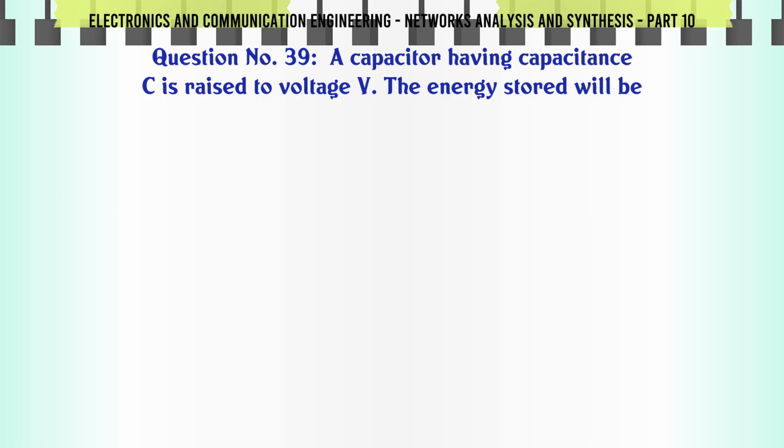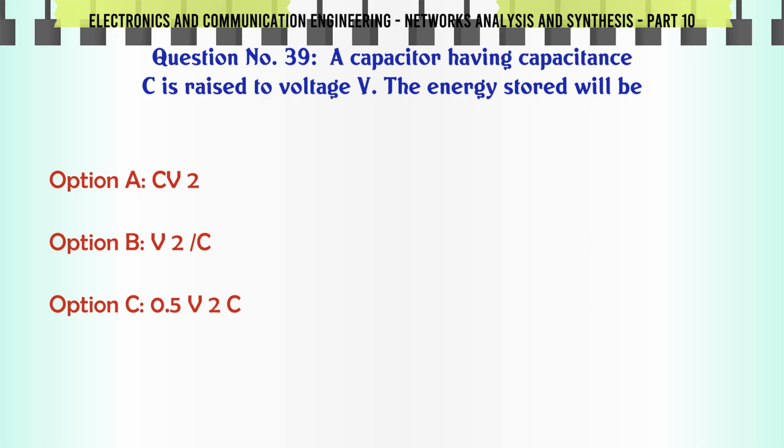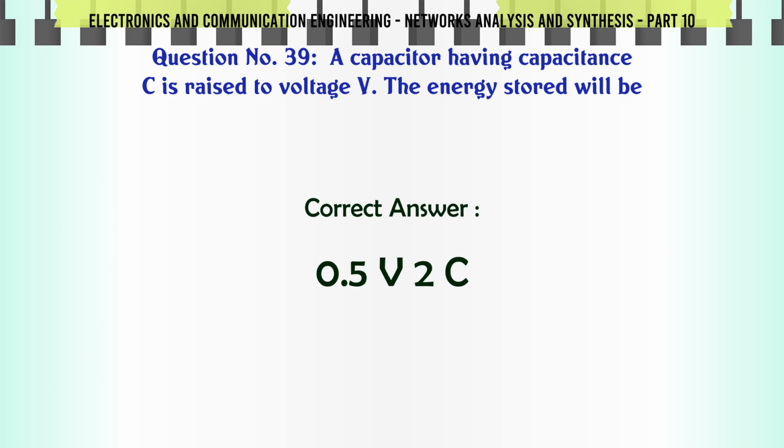A capacitor having capacitance C is raised to voltage V. The energy stored will be: A) CV², B) V²C, C) 0.5 V²C, D) 0.5 C²V. The correct answer is 0.5 V²C.